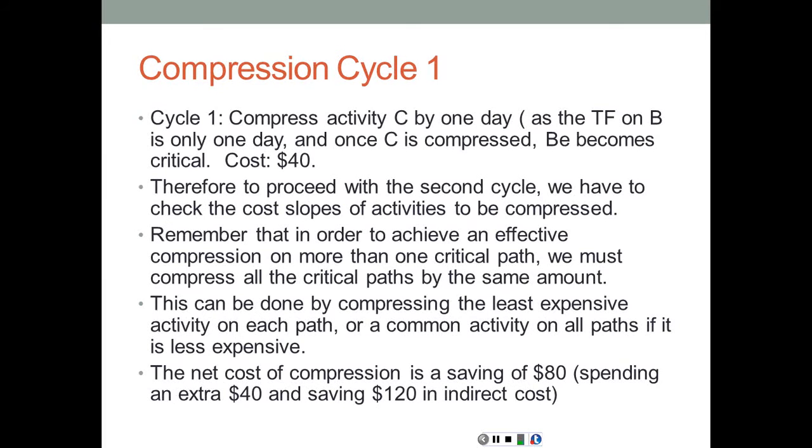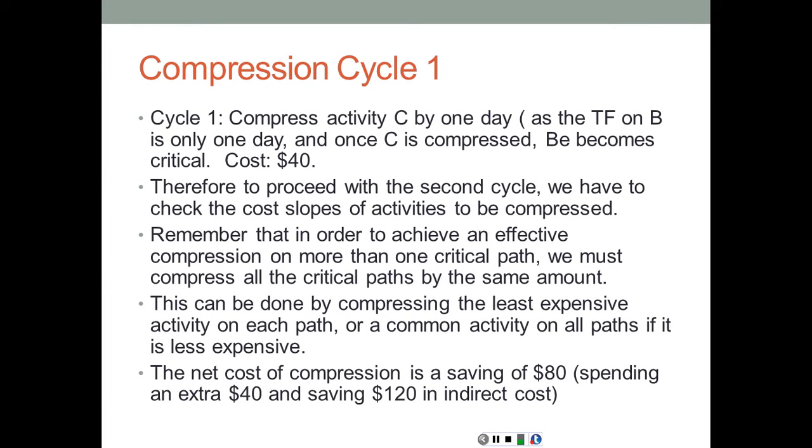We're going to conduct these compressions in different cycles. As I mentioned several times before, the time compression or network compression problem is not a hard problem at all. The concept is very simple. It's just a repetitive calculation of the forward and the backward paths after each cycle of compression, compressing each activity by 1 day at a time, and then recalculating the dates for the network. So in cycle 1, compress activity C by 1 day.